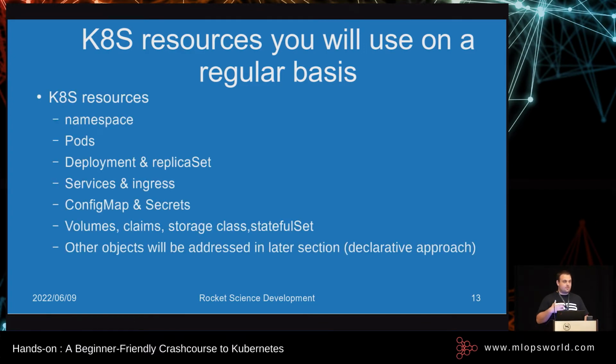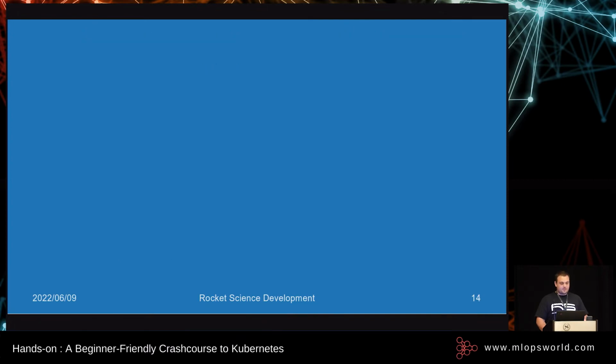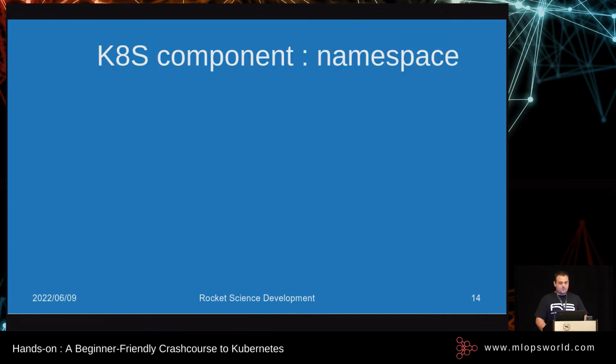But the resources you'll interact with on a regular basis will be things like namespaces, pods, deployments, services, config maps, volumes, and many other things that even experienced people keep learning about almost every day. So in the next part, I'll start explaining the different parts. So let's start with the namespace.